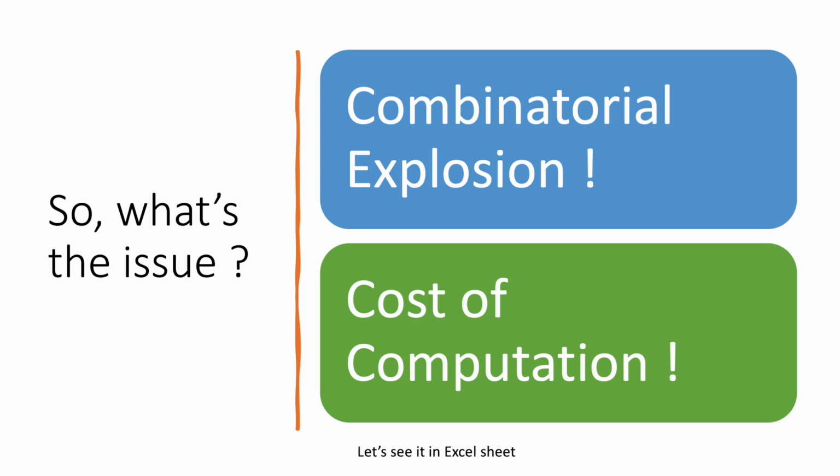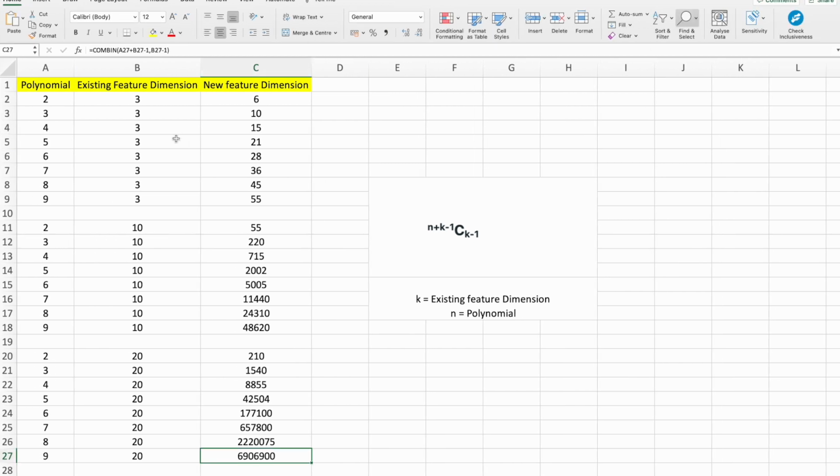So what's the issue? There are 2 issues. One is combinatorial explosion. Let's try to understand this with an Excel sheet. Over here, what I've drawn is, let's say this is the existing number of features, my column B. This is my new feature, this is my existing. Let's say I have a 3-dimensional data set, 3 dimensions, 3 features.